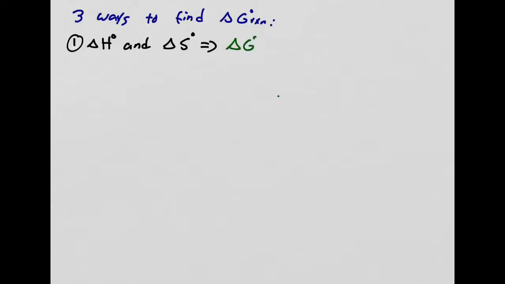3 ways to find delta G of a reaction. There are 3 ways to do this. The first one, you already know. If you have delta H and delta S, then you know how to figure out delta G. The Gibbs free energy, right, is delta G equals delta H minus T delta S. And we talked about that reaction a lot last time.